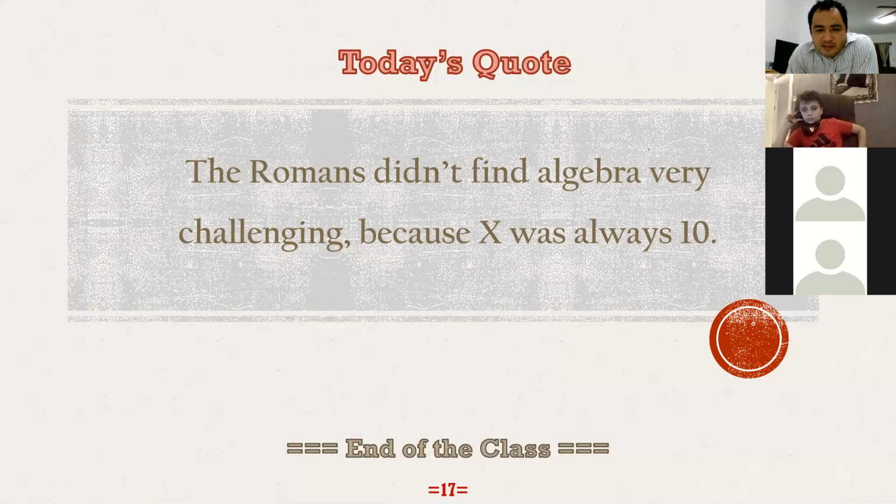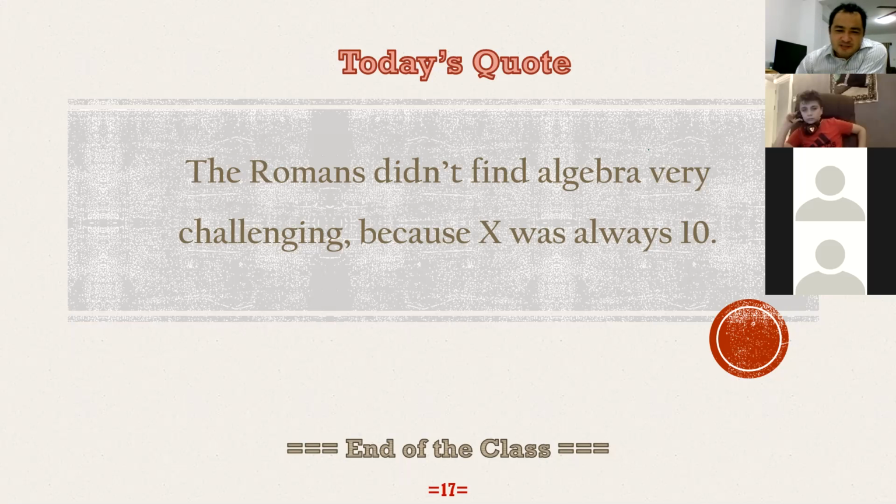Selin, can you read this and let me know if you understand anything? The Romans didn't find algebra very challenging because x was always 10. What does it mean? Oh, they had their own numbers. For example, x1 was like 6 and so on. I think so.